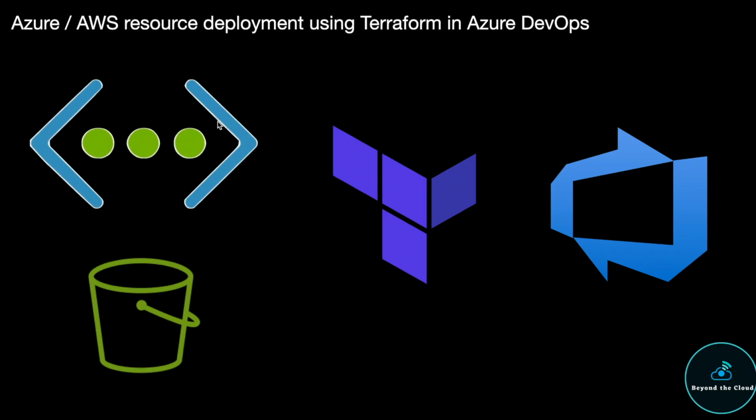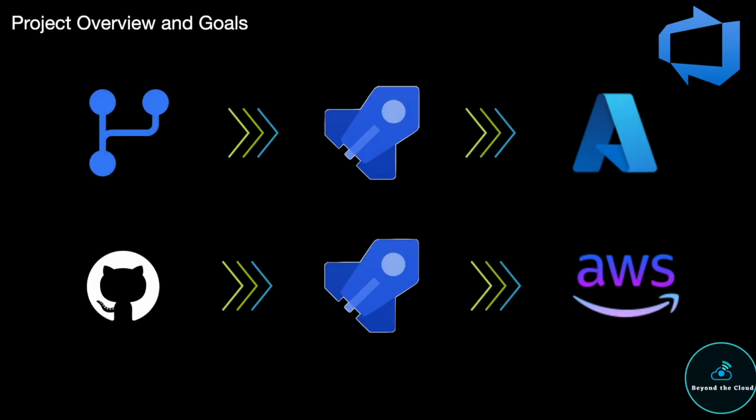But in this particular lecture, as I mentioned earlier, this week we will focus only on Azure resources. That means we will deploy the Azure infrastructure with Azure DevOps. Moving on, the project overview and goals. If you remember correctly, the steps we have defined: whenever we deploy something in Azure, we will first import the repository into Azure Repos, and then we will trigger a pipeline, and from that pipeline, the resources will be deployed to Azure.